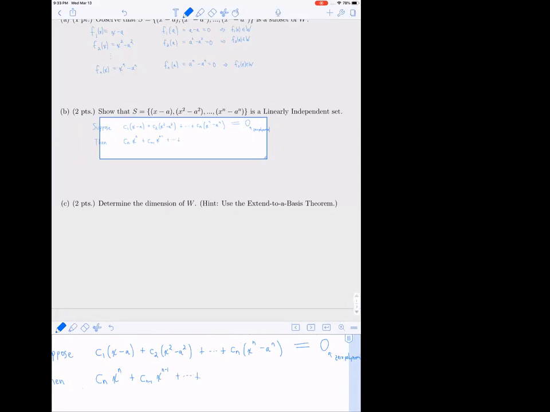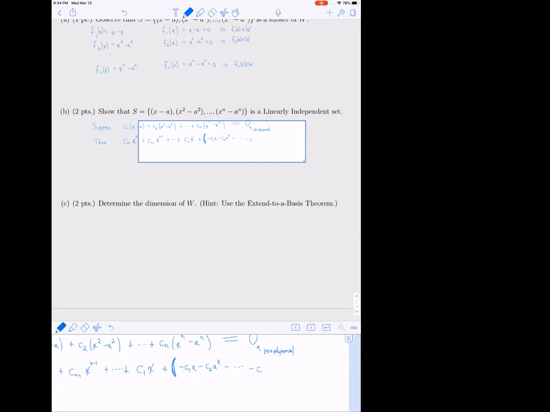Let's see, what is the lowest power on x? Well, that's just c1 times x. And then we'd have a constant term. And let's note that there's going to be a lot of constant terms, because cn times negative a to the n is a constant, and cn minus 1 times negative a to the n minus 1 is a constant, all the way down to c1 times negative a, that's a constant. So the constant term here is going to be something like minus c1 a minus c2 a squared, dot dot dot, minus cn a to the n.